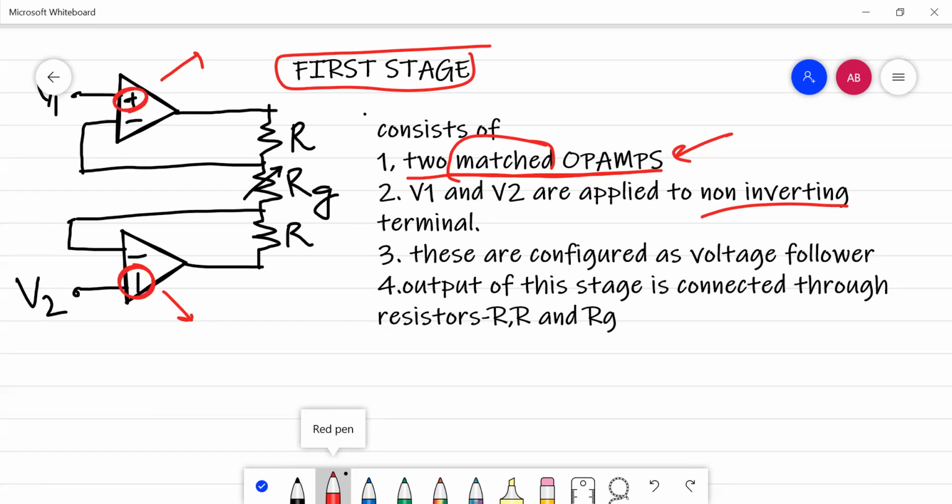Now the outputs of the first stage are connected using two equal resistors of value R and a third resistor of value RG. This RG resistor lets you set the gain of the instrumentation amplifier. By varying RG, you can set the gain. Now we are going to discuss how we can change the gain, so we are going to go for the derivation.